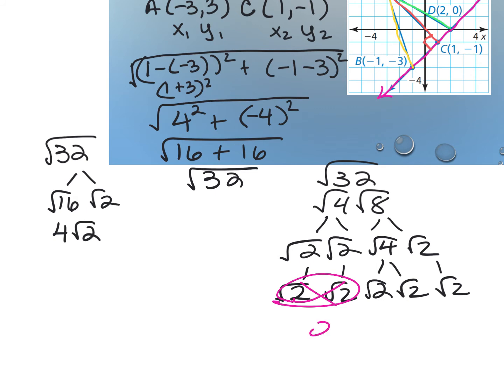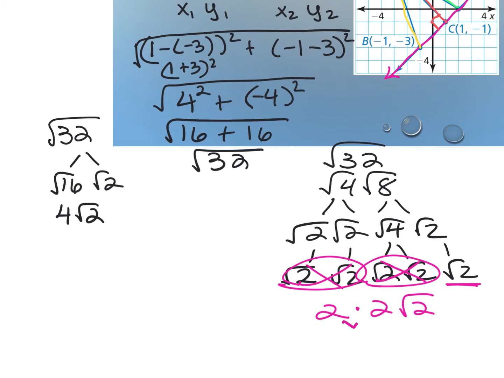Pair of 2s, 1 comes out. I can make another pair. This guy doesn't have anybody to pair with. He stays underneath. Everything that paired up gets multiplied back. So in simplest radical form, whether you did 16 times 2 or 4 times 8, you still get the same answer, and it's 4 square root of 2. So on the test, this is what I would look for.